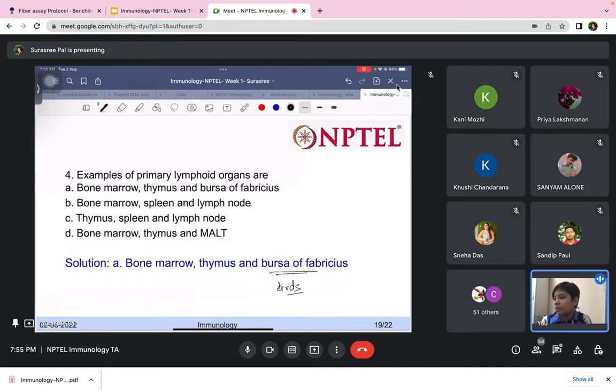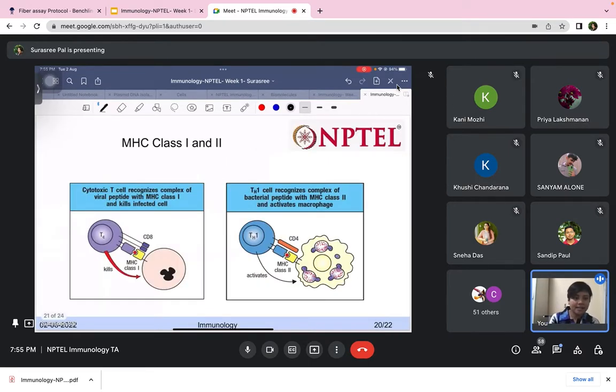Alright, so our solution is A, bone marrow, thymus and bursa fabricius. This was quite a straightforward question. Alright, and the last concept for today's class is MHC class 1 and class 2.